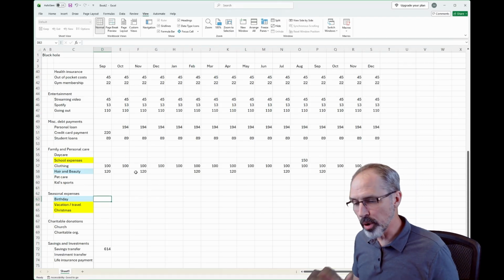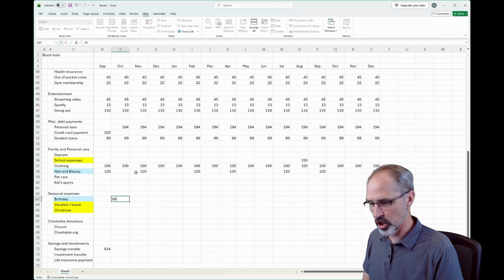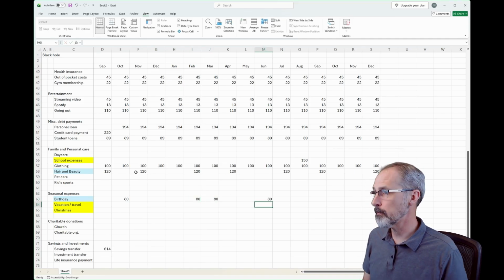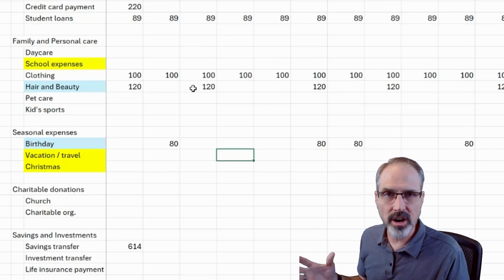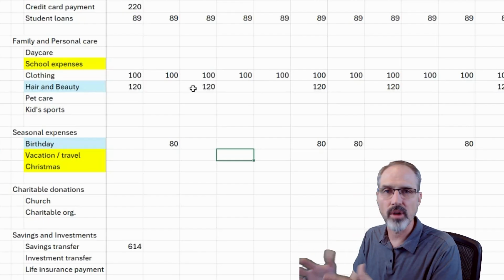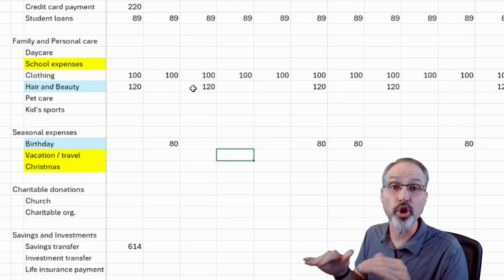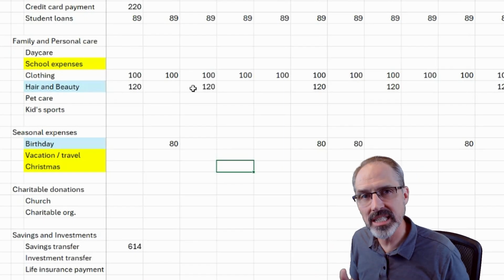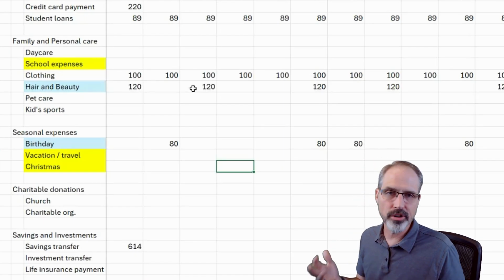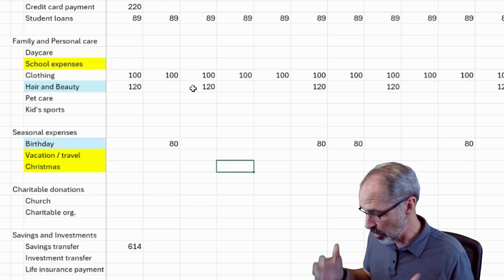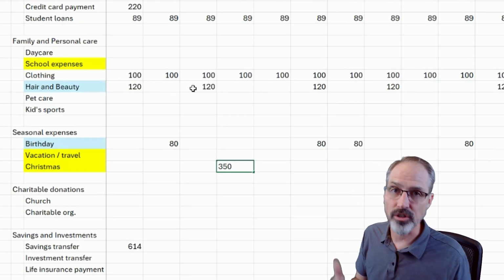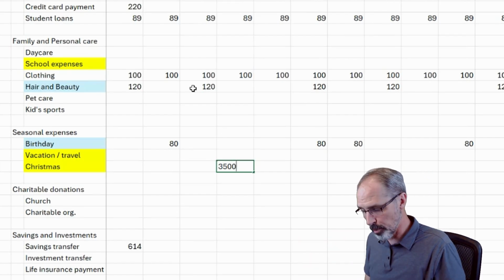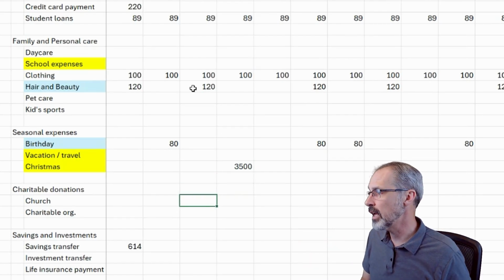Birthday. So the birthdays in their household are in October, February, March, and June. Right now, they're not sure what kind of travel they're going to do next summer. We're going to leave that blank for now just to see what the cash flow looks like. But they have fairly consistently spent about $3,500 on Christmas for everybody, and the extra food and any kind of travel they might do for Christmas. So we're just going to put $3,500 in there.